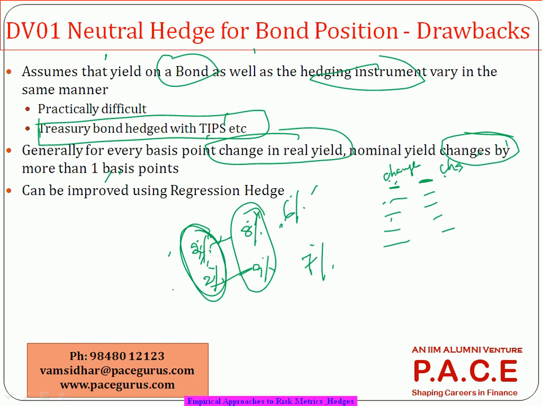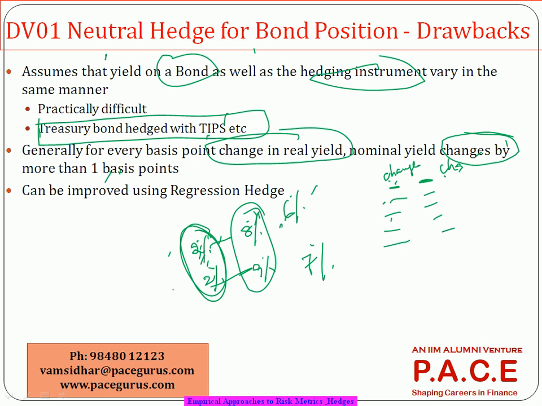So now what we are saying is, if at all I have to use a security Y as a hedge instrument for security X, I will have to look at not just their nominal terms, I also have to look at their real terms, because it may very well happen that one of them is moving more with respect to the real term, because one of them is impacted by inflation very heavily, the other is not that heavily impacted by inflation.